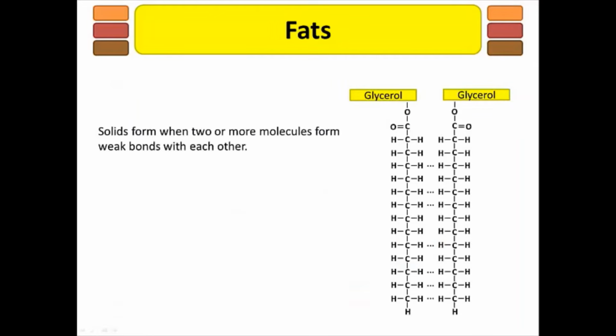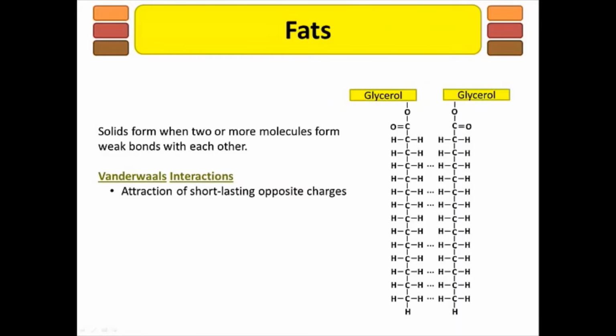Solids form when two or more molecules are able to bond with each other. Two fats associate and bond along the length of their carbon chains through what chemists call an induced dipole interaction. Biologists simply refer to it as van der Waals interactions. Van der Waals interactions occur from short-lasting opposite charges that we'll explain in a moment.